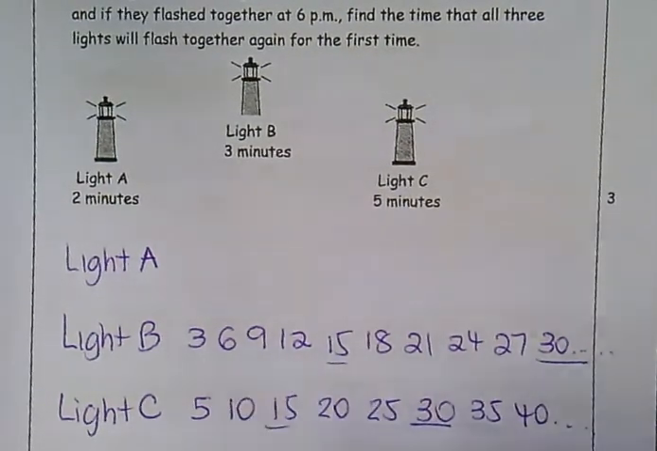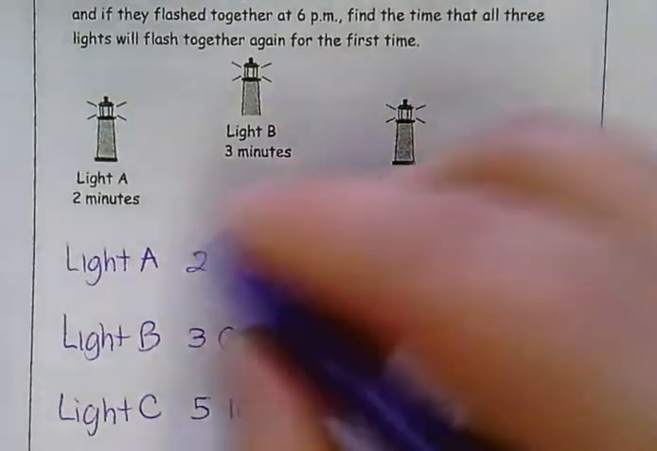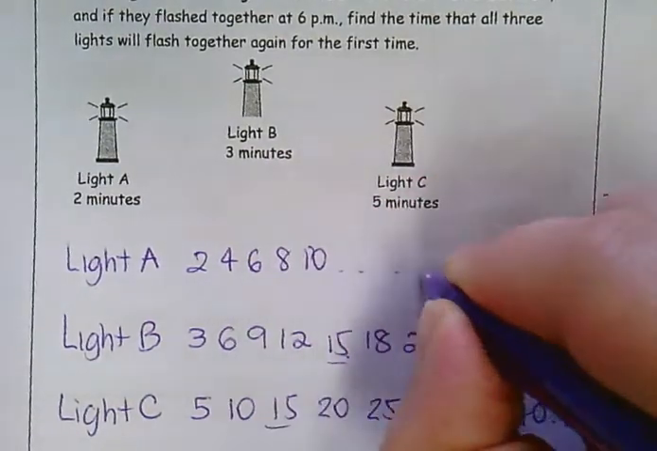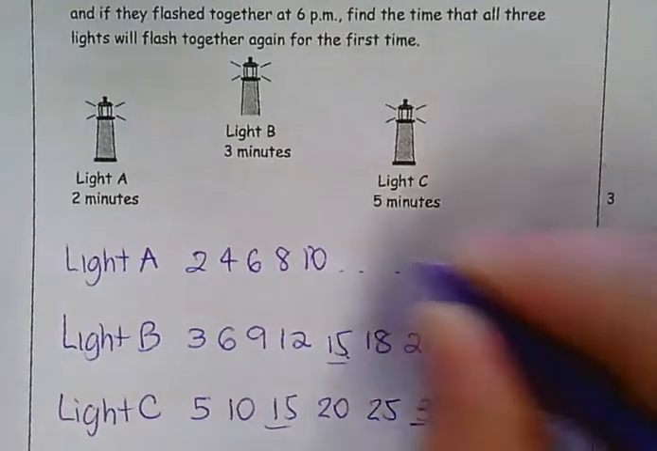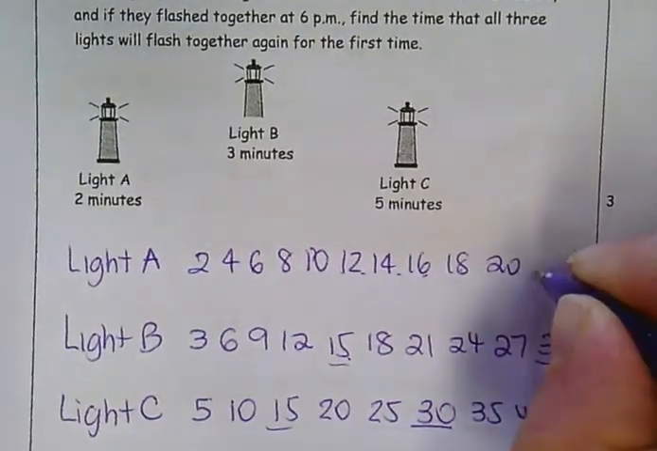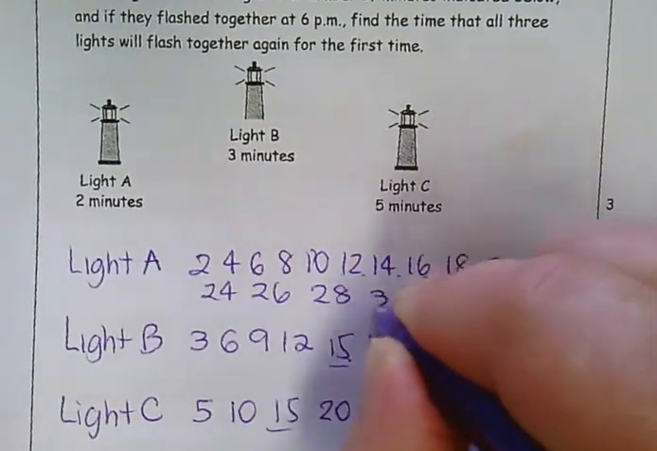Now, when I count up by 2s, am I ever going to get 15? No, but I will get 30. So I've got 2, 4, 6, 8. Now you can keep going, 10, 12, but you will eventually get to 30. 12, 14, 16, 18, 20. Now you can just go 22, 24, 26, 28, 30.